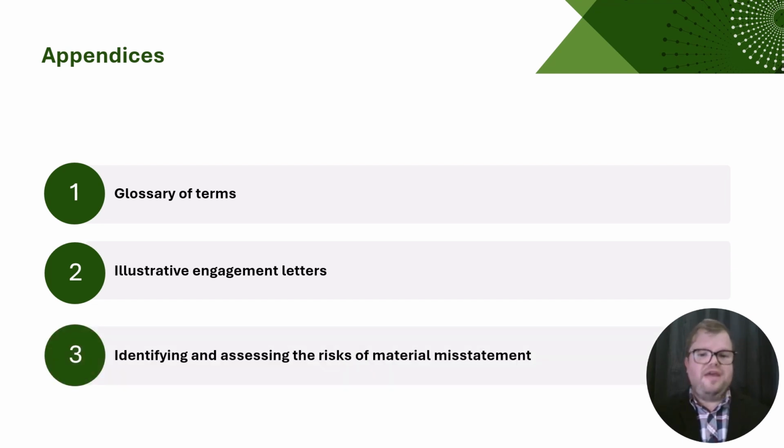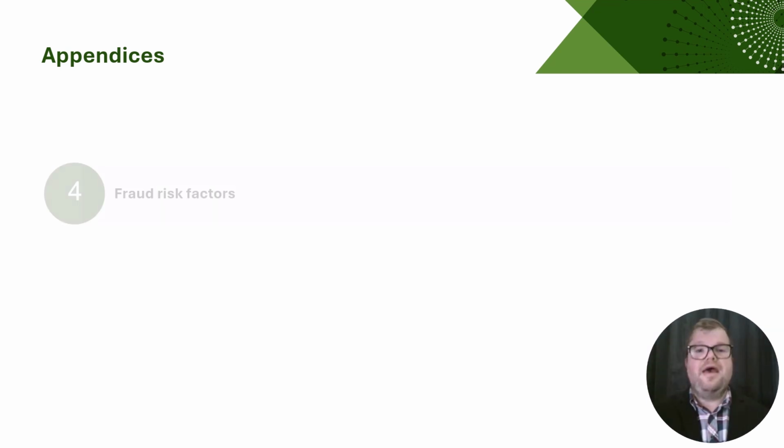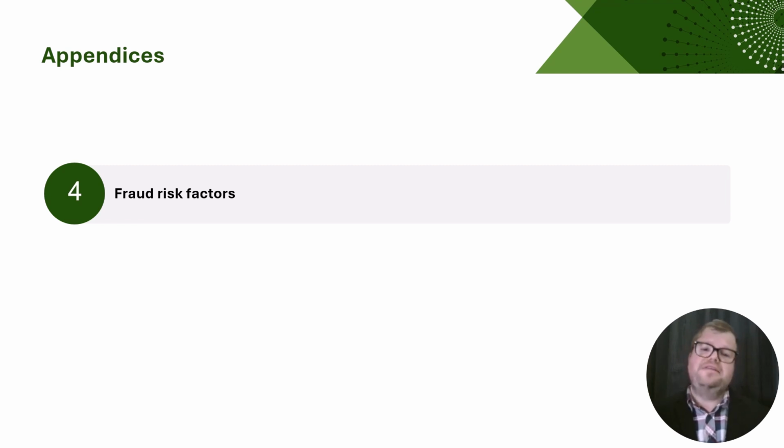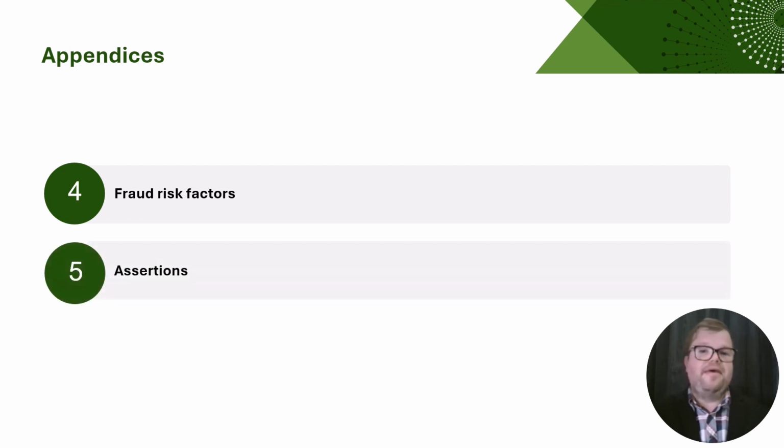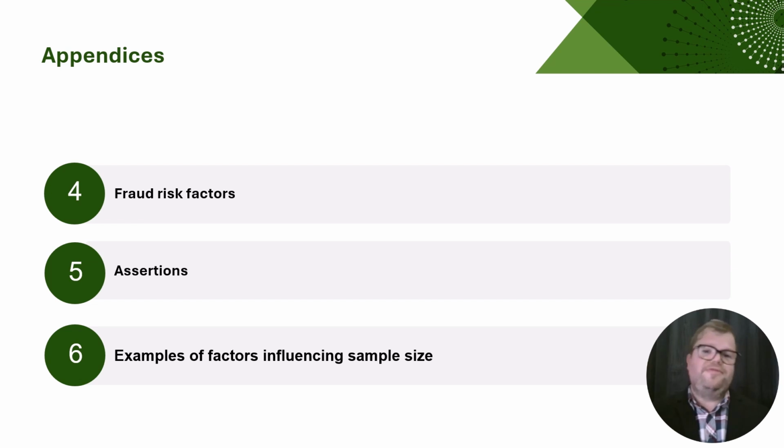Then at Appendix 3, there's a chart that illustrates the iterative nature of the auditor's risk identification and assessment in accordance with Part 6. Appendix 4 sets out examples of factors that may be faced by auditors during an audit of a less complex entity. Appendix 5 lists out the categories of assertions, and these also include assertions relevant to Part 11, the audit of service performance information. In Appendix 6, we have some factors that the auditor may consider when determining the sample size for tests of control and tests of detail.